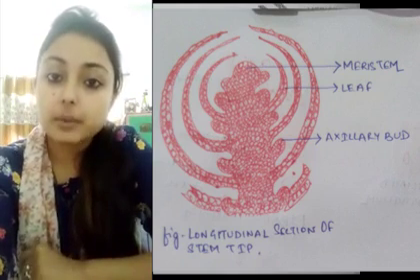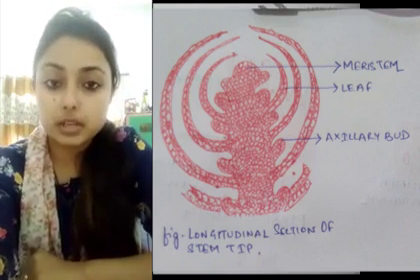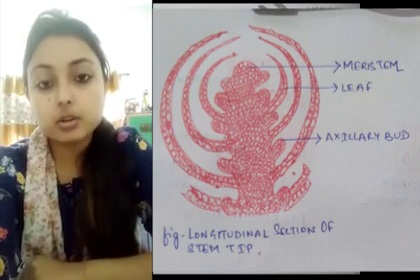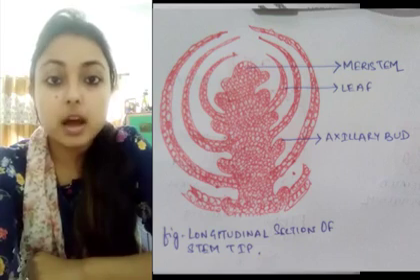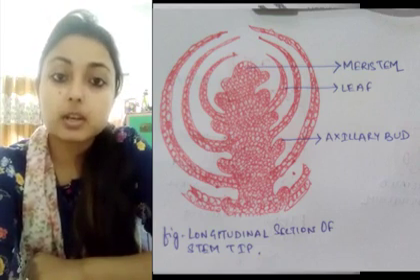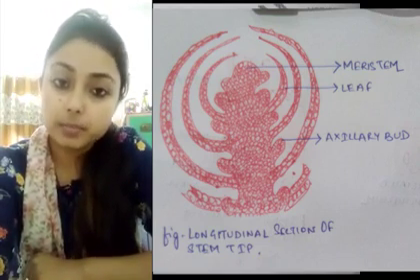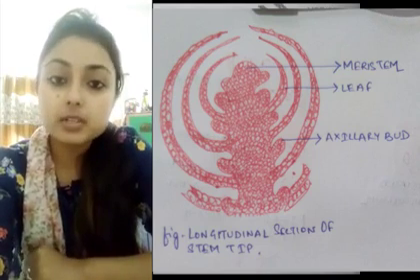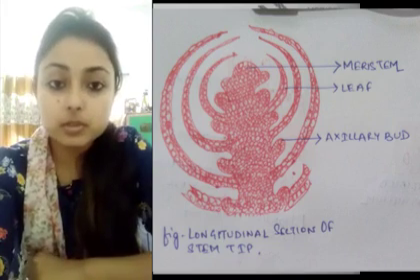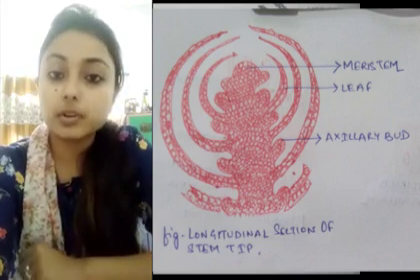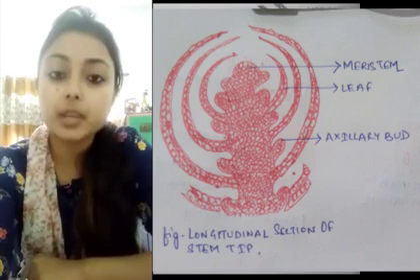Plant tissues are basically of two types, namely the meristematic tissue and the permanent tissue. I repeat, plant tissues are basically of two types, the meristematic tissue and the permanent tissue. We'll first learn about the meristematic tissue. Where is it found? This is the first question. So we'll first know about its location.